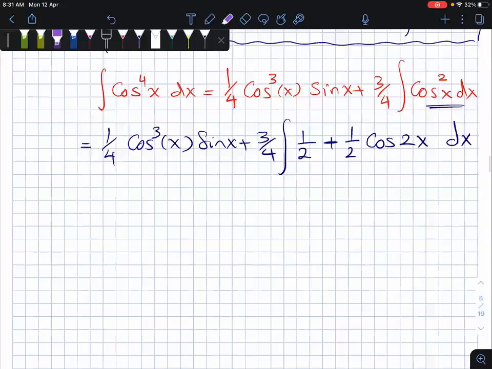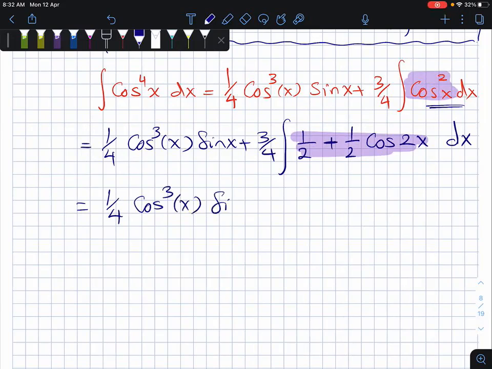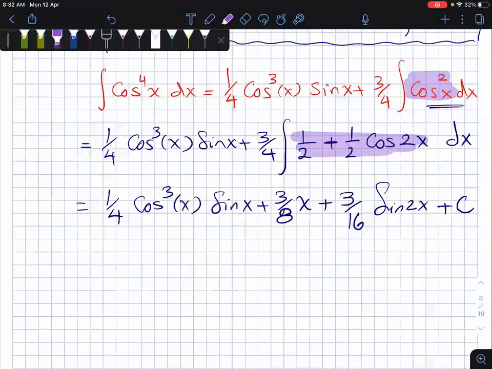Okay, so this is an identity which is equivalent to cosine to the power of 2x. So it's equal to cosine to the power of 3x sine x plus 3 over 4 times 1/2, and that gives us 3 over 8 x, plus 3 over 8 sine 2x divided by 2. So this is going to be over 16, plus C. So this is how to find your integral.